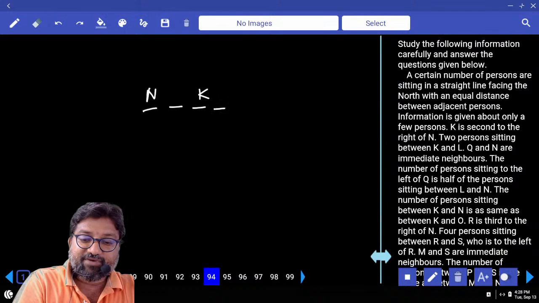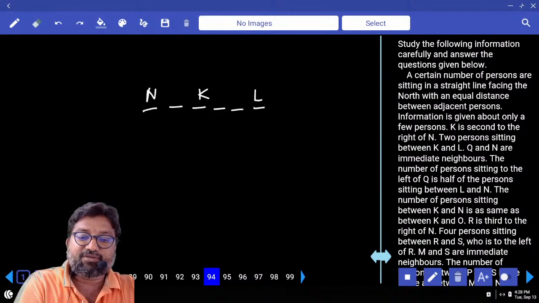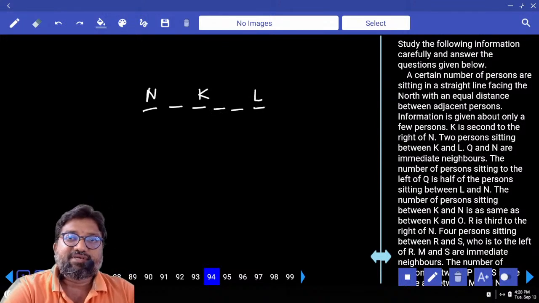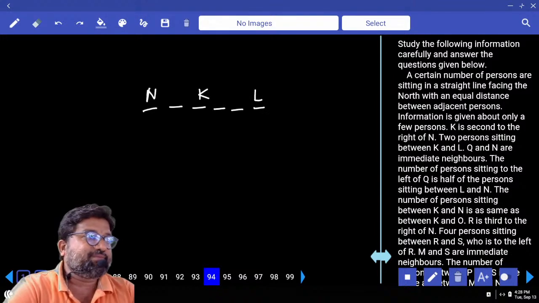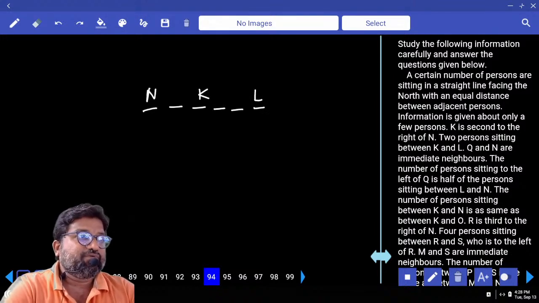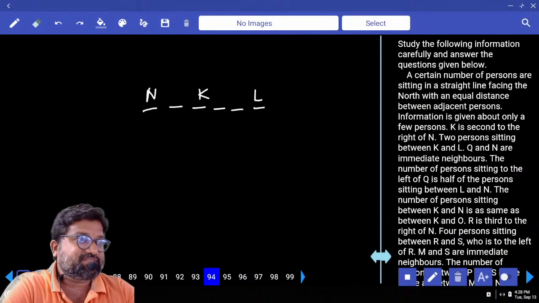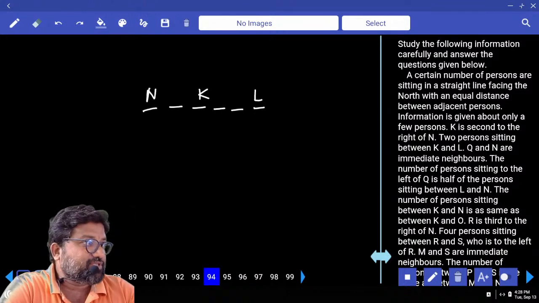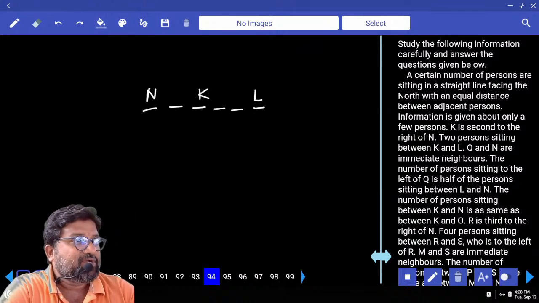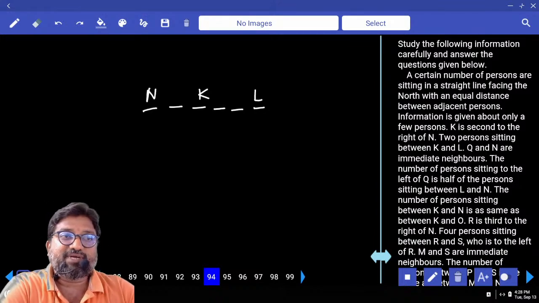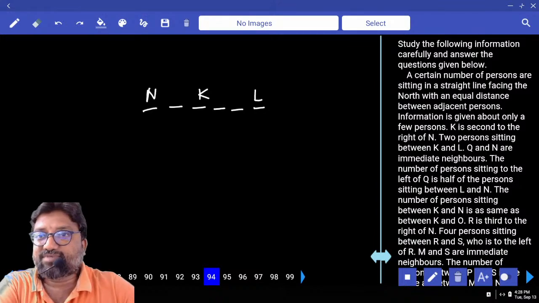Right. Whenever you come across questions based on a certain number of people sitting in a straight line or around a circular table, my suggestion is to go with the possibility which covers more places. Most of the times, you might get the answer. Not every time, but most of the times.